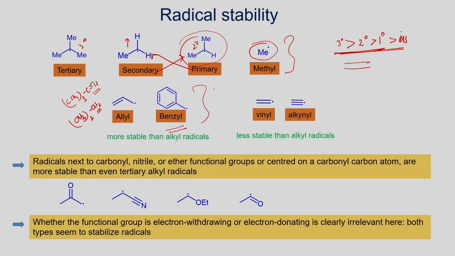If you see the benzylic hydrogen, this is very weak. If you have the radical, you can easily cleave this bond, you can remove the hydrogen homolytically, and you can generate the benzyl radical.